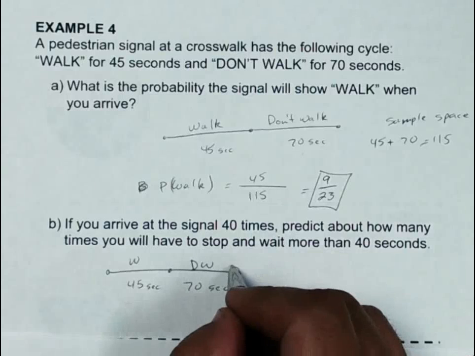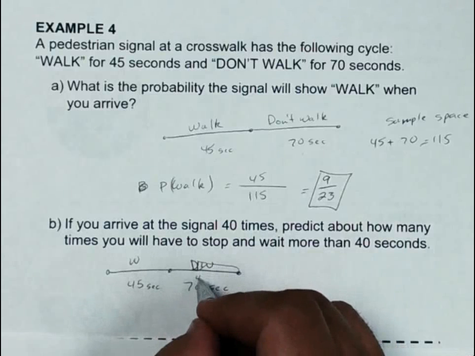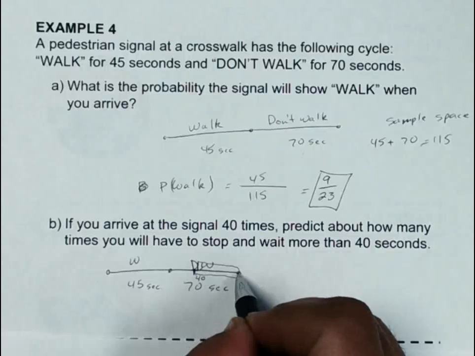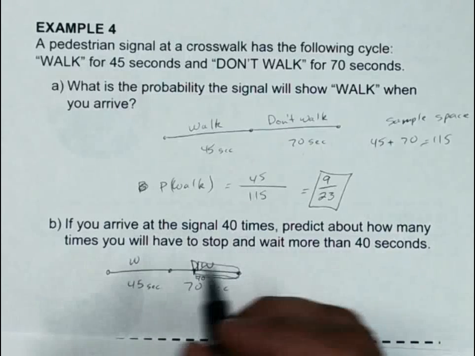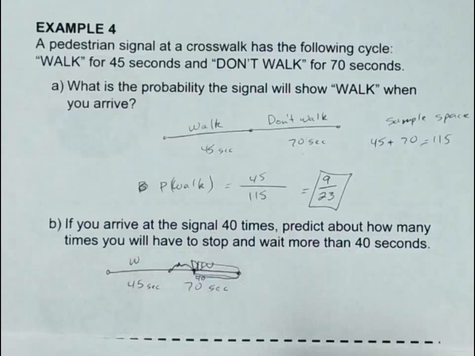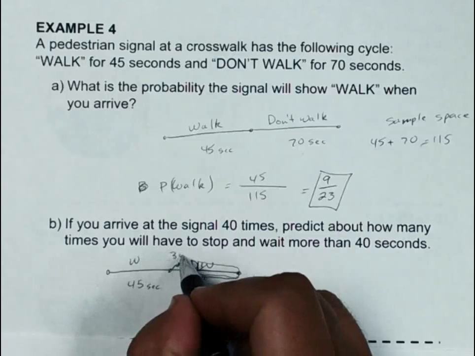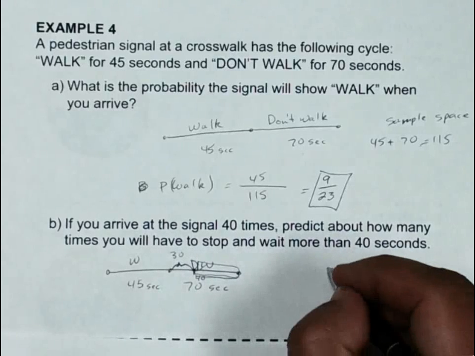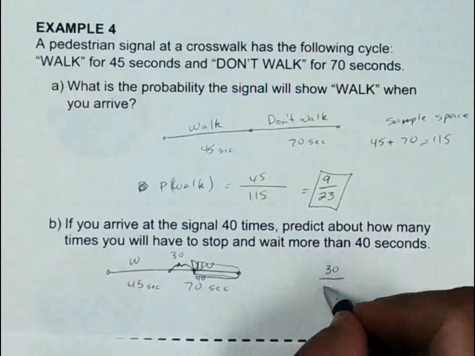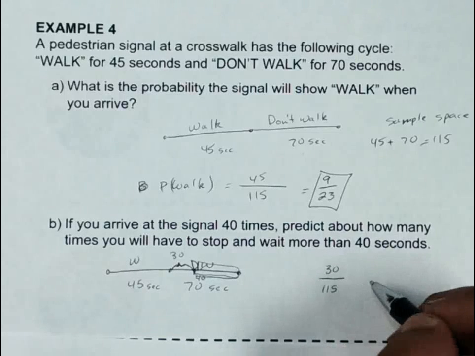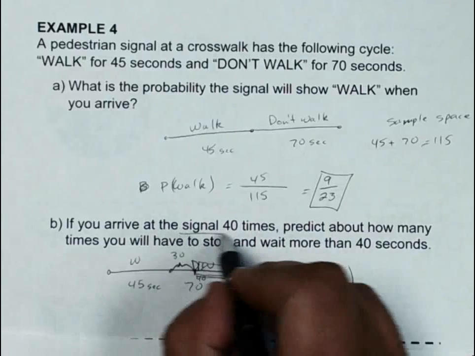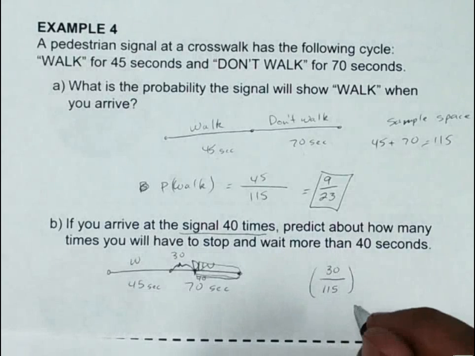So I'm going to go back this way to where 40 is, 40 seconds back. This distance from here to here would represent the 40 seconds that I would have to wait. So when I want this probability, I want this distance from here to here, which is going to end up being 30. So the probability that I will have to wait more than 40 seconds would be 30 out of 115.